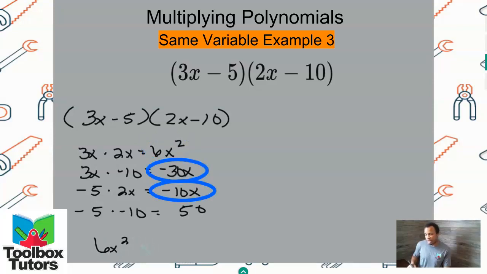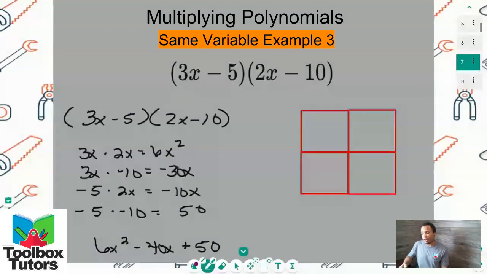Next, negative 30x has a like term of negative 10x. So negative 30 minus 10 gives us negative 40x. And 50 has no like terms, so we'll put plus 50 right here on the end. And that's it for the FOIL or distributive method. Next, let's look at the area of the box method.